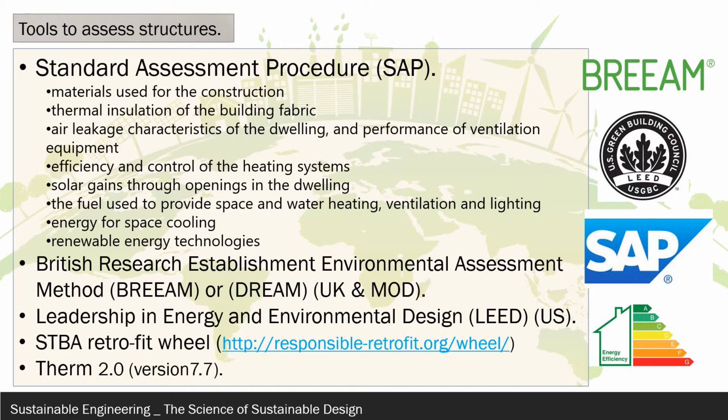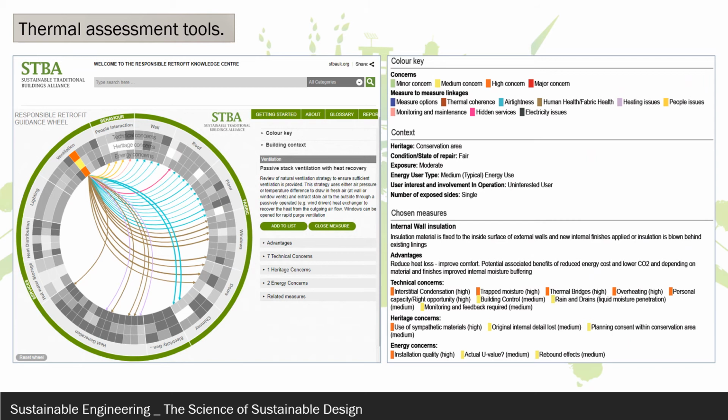And the US government have provided a free piece of software called Therm2, which you can use to assess thermal breaches within your building and then use them to be able to redesign the building to reduce them. So let's have a look at the STBA's Retrofit Wheel.